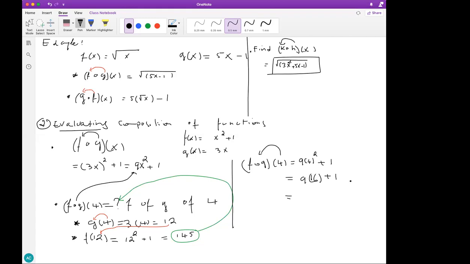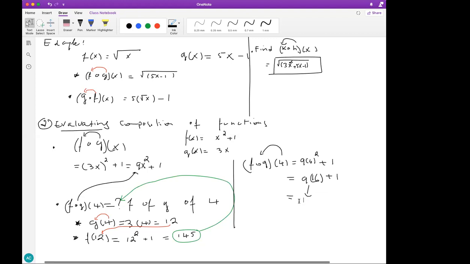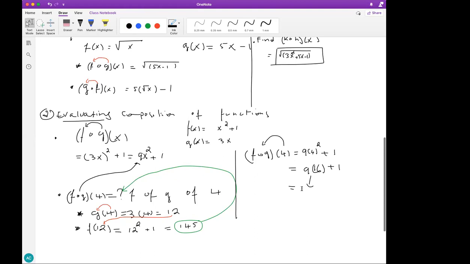What do we evaluate after that? 9 times 16 plus 1. That's right. What is 9 times 16? 144. 144 plus 1 would be? 145. Exactly.